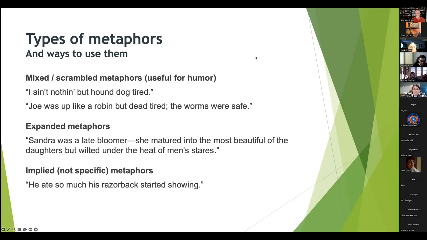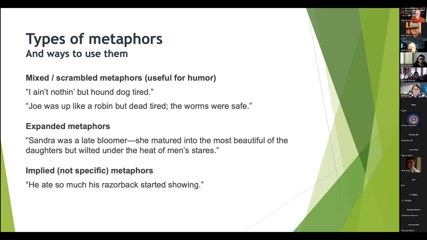So let's take a look at Sandra the late bloomer. This is what I called an expanded metaphor. Sandra was a late bloomer. She matured into the most beautiful of the daughters, but wilted under the heat of men's stares. So here you've let that late bloomer be expanded to give you a more interesting kind of explanation. This next one confused my wife.